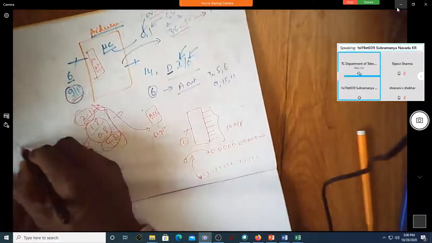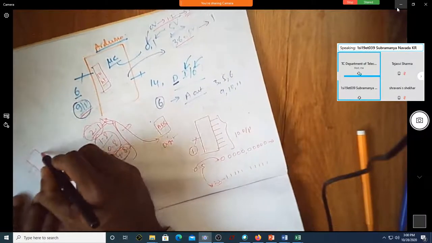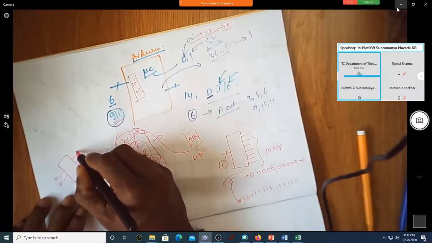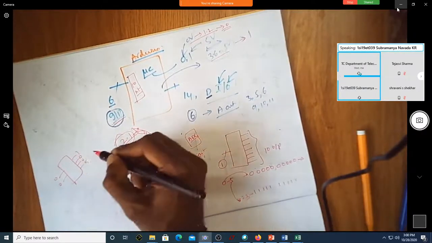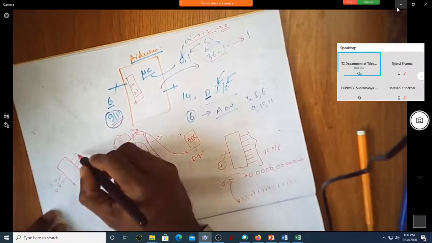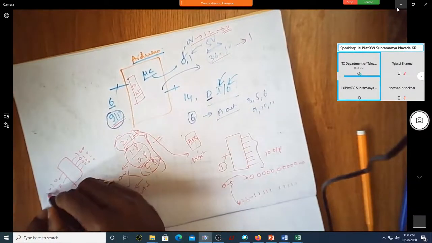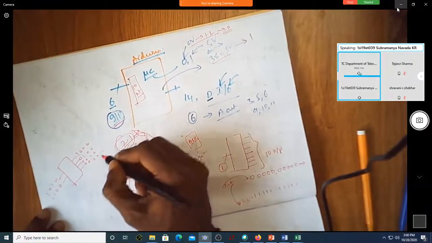In your decoder, you have maybe a 2 to 4 decoder, correct? You have 0 0. In such case, you'll have it as something like this. If it is 1 0, you'll get it as something like this. If it is 0 1, you'll get it as something like this. If it is 1 1, you'll get something like this.